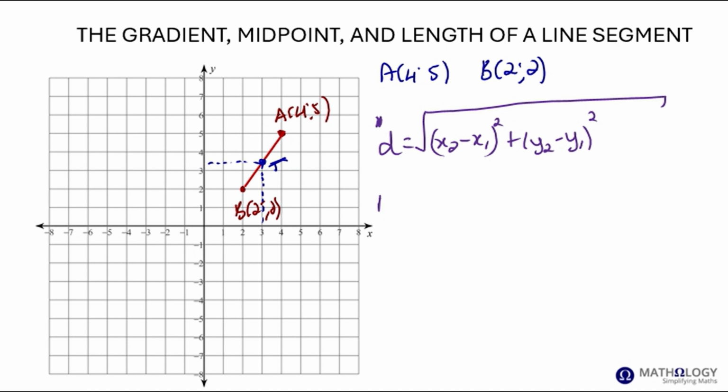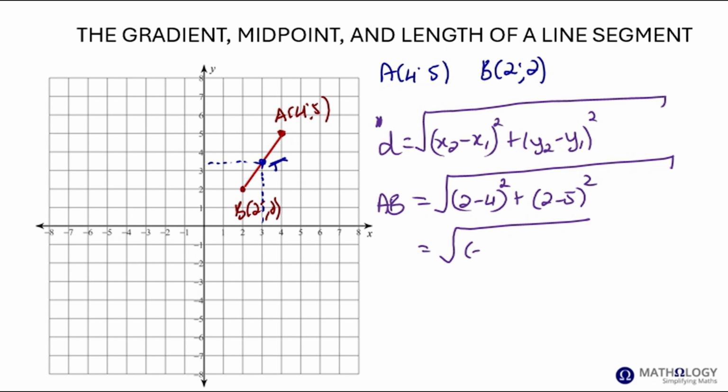So the length of AB. So instead of writing D subscript AB, we're just going to write the line segment that it comprises, which is AB. AB equals the square root of x2 minus x1, so 2 minus 4 all squared, plus y2 minus y1 all squared, 2 minus 5 all squared. That equals the square root of minus 2 squared plus minus 3 squared. Minus 2 all squared equals 4, minus 3 all squared equals 9. So AB equals the square root of 13.